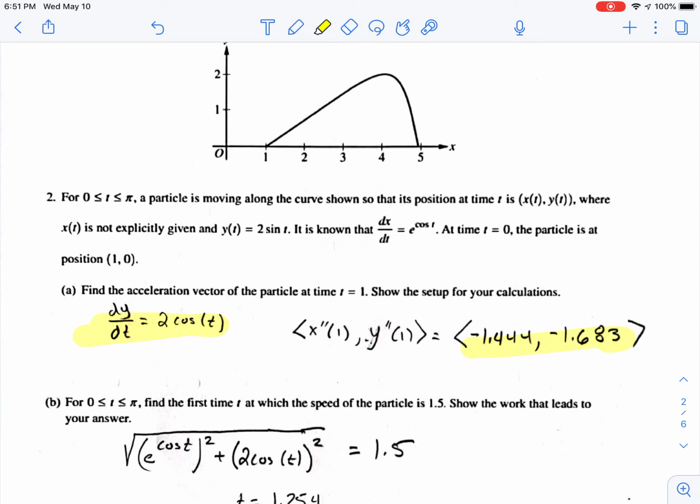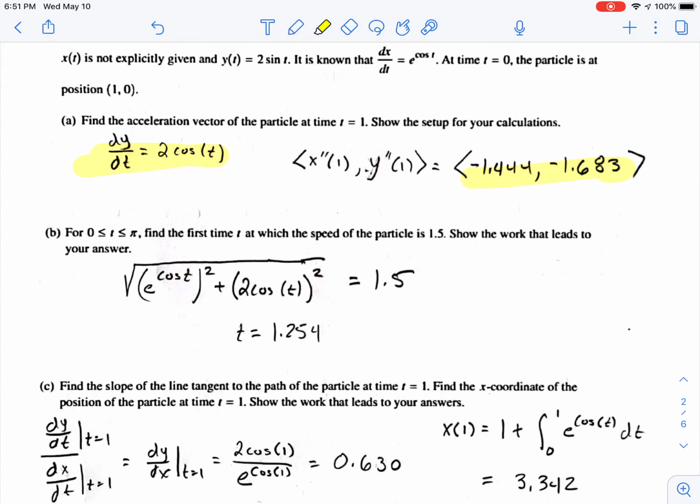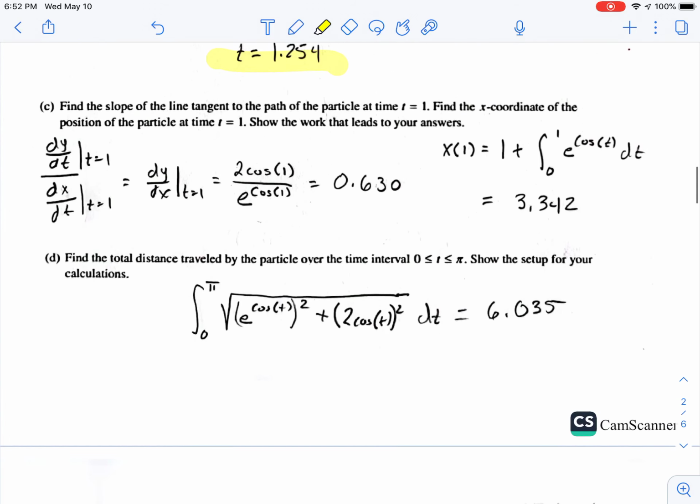The next one, finding the time when the speed of the particle is 1.5, you need to use your speed equation right here. So basically your dx dt squared plus your dy dt squared. Take the square root of that and set that equal to 1.5. Put that in your graphing calculator, and you should find the intersection at 1.254.